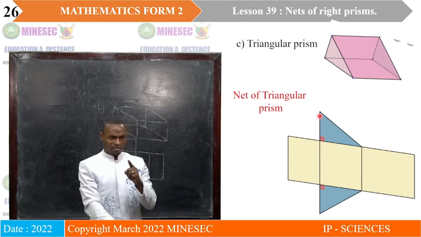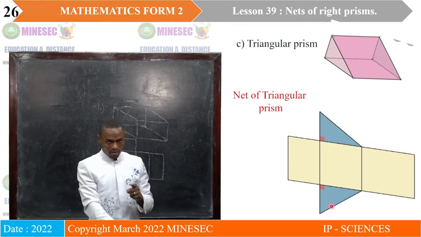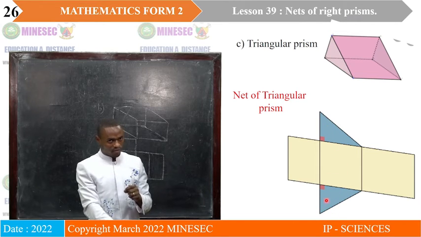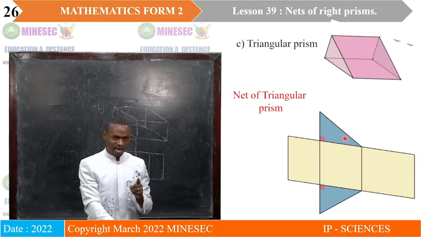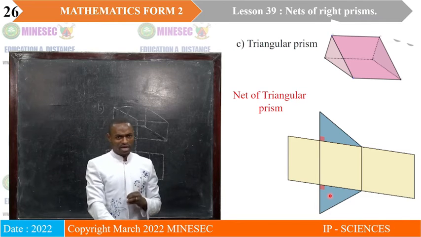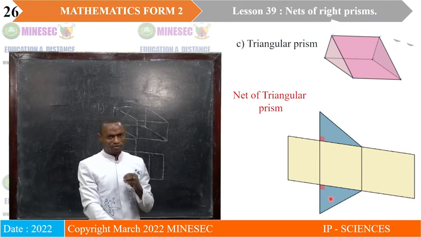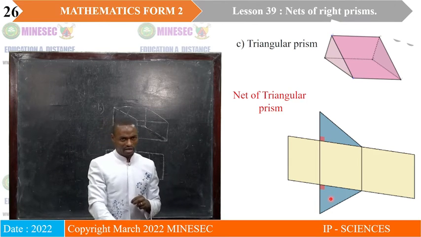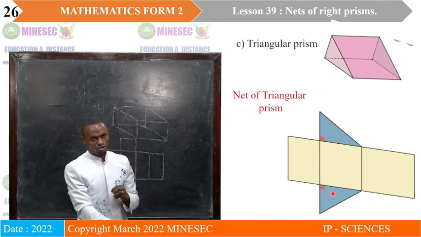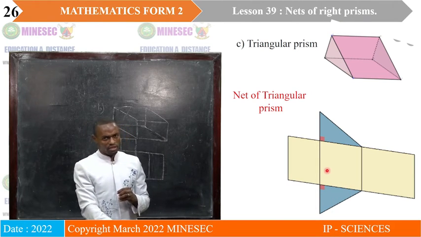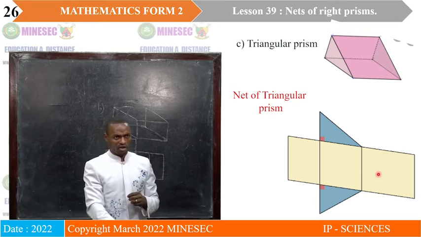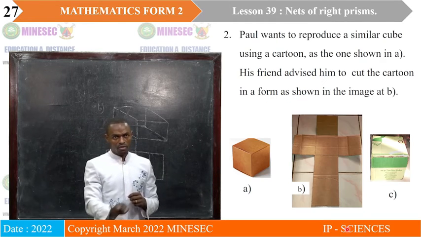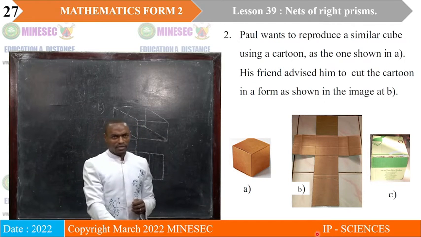Why? When you look at the triangle that forms the base of that prism, there are two of them when you display the net. And this triangular face here is forming a right angle triangle. This other triangular face here is forming a right angle triangle. So for it to be a right prism, the triangles formed must be right triangles or right angle triangles. And one thing you need to also note is that in a triangular prism, we have three rectangular faces that make up a triangular prism. We now look at our real life situation.